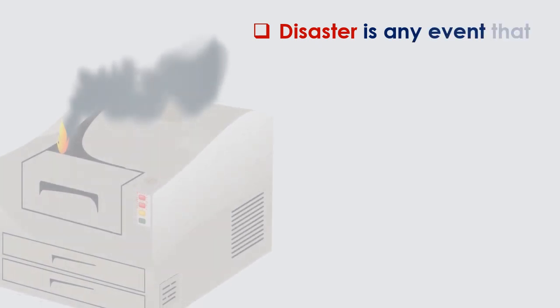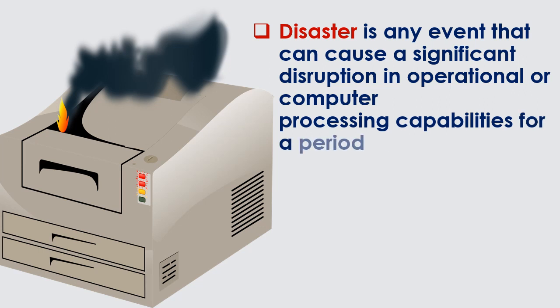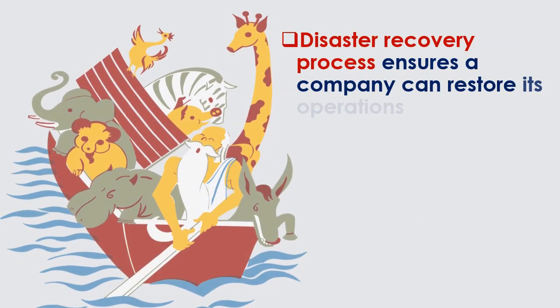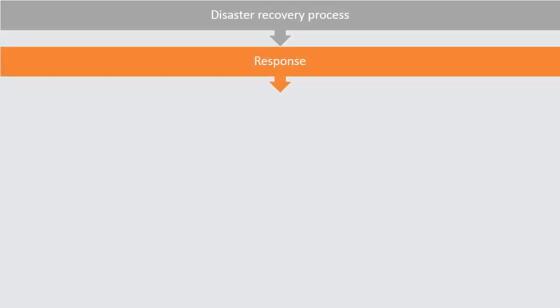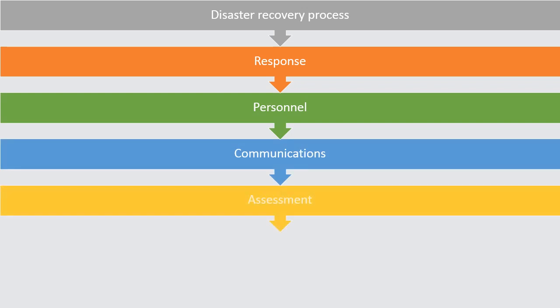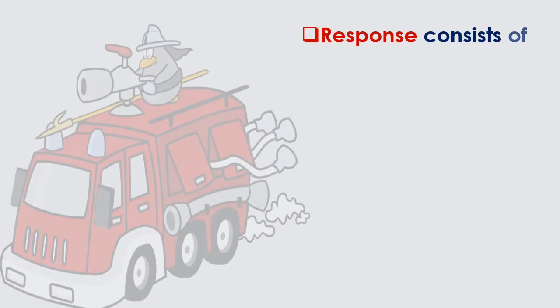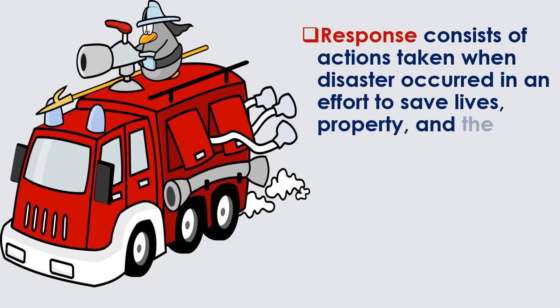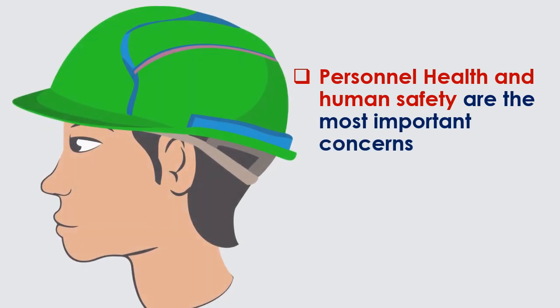Disaster is any event that can cause a significant disruption in operational or computer processing capabilities for a period of time, which affects the operations of the business. Disaster recovery process ensures a company can restore its operations after an interruption. Disaster recovery process steps are response, personnel, communications, assessment, restoration, and training and awareness. Response consists of actions taken when disaster occurred in an effort to save lives, property, and the environment. Personnel health and human safety are the most important concerns.